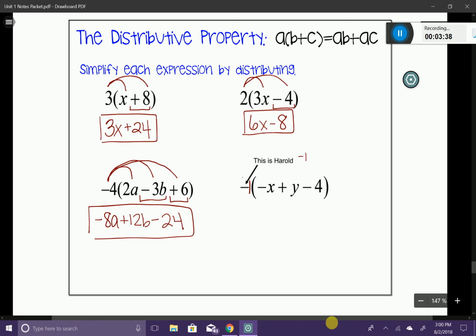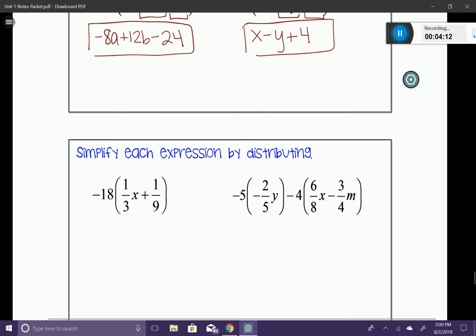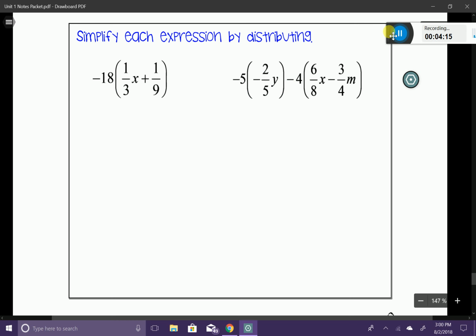So I'm going to distribute Harold into negative x. So negative 1 times negative x is going to leave me with positive x. Negative 1 times positive y is going to leave me with negative y. And negative 1 times negative 4 is going to leave me with positive 4. And that is how you distribute Harold. I know that's a silly name, but sometimes it's easy to reference if we have a funny name attached to it.